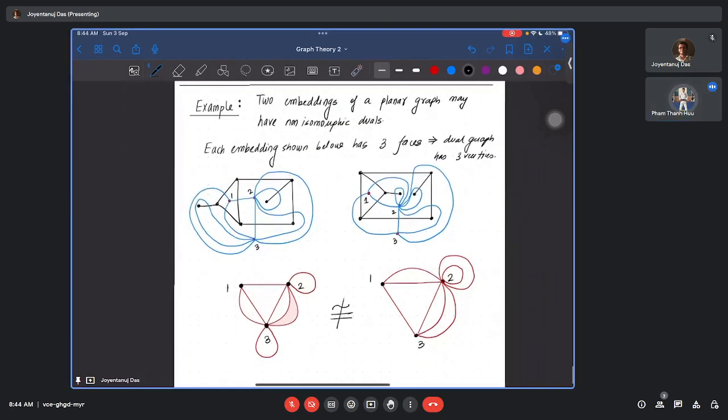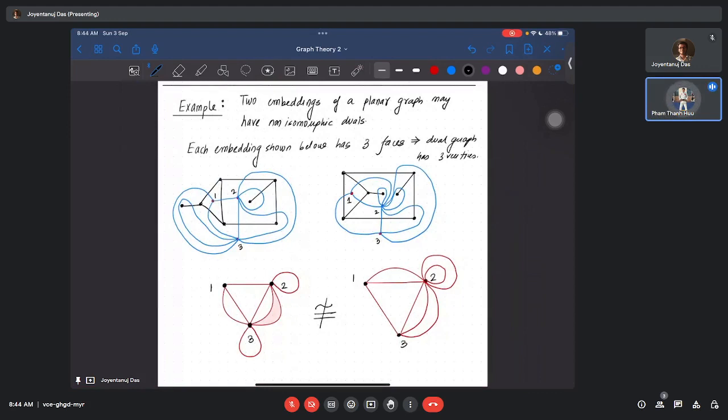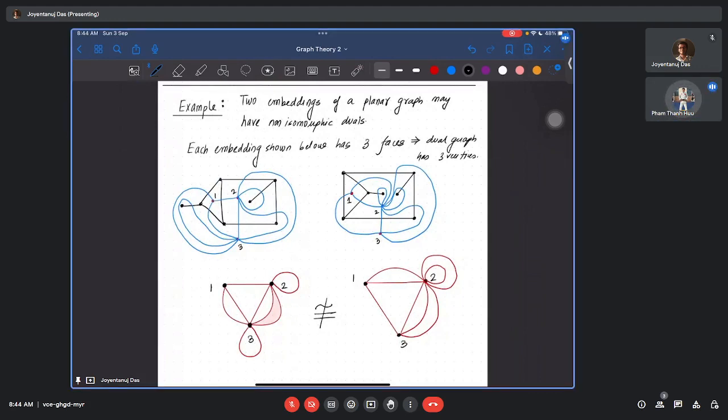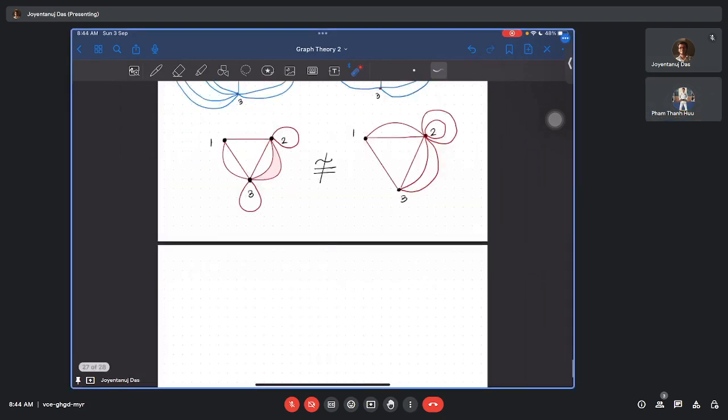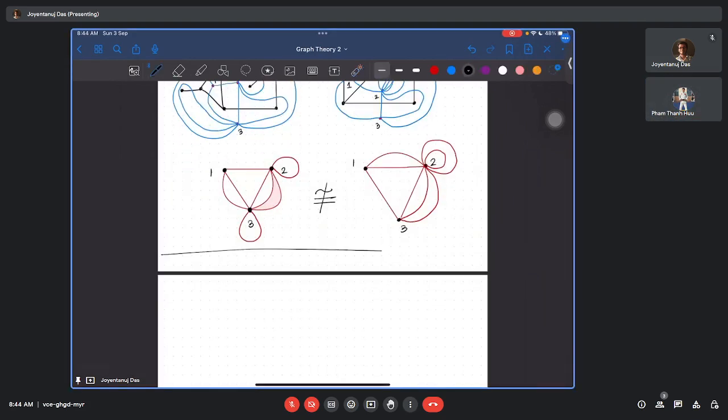Yes. But it's not the statement, right? Yes, this is the statement, right? Non-isomorphic duals, right? So this is the observation.